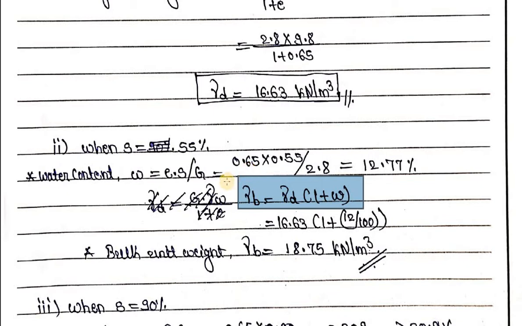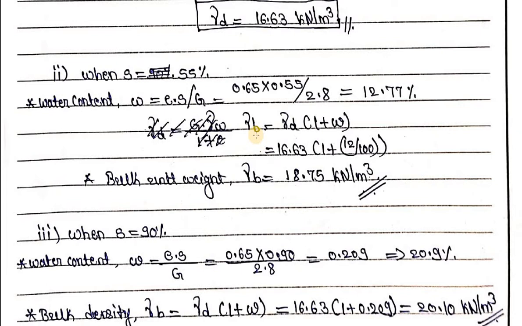So water content is equal to E into S divided by G. So E is equal to 0.65, S is the degree of saturation, that is 55%. Always remember, while substituting in the formulas you need to substitute with the fractions. So 55% I have converted to 0.55, divided by the specific gravity they have given, that is 2.8. So finally I am going to arrive at the water content as 12.77%.